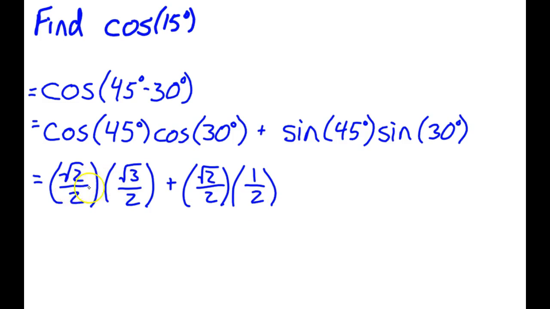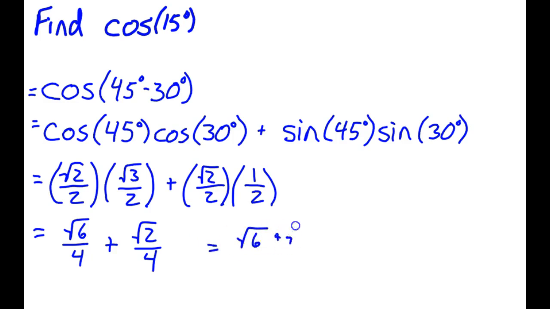So if we want to combine these terms, radical 2 times radical 3 is radical 6. 2 times 2 would give us 4 in the denominator, plus radical 2 times 1 is radical 2, over 2 times 2 is 4. The last step, we can combine this into one fraction. We would get radical 6 plus radical 2 all over 4.